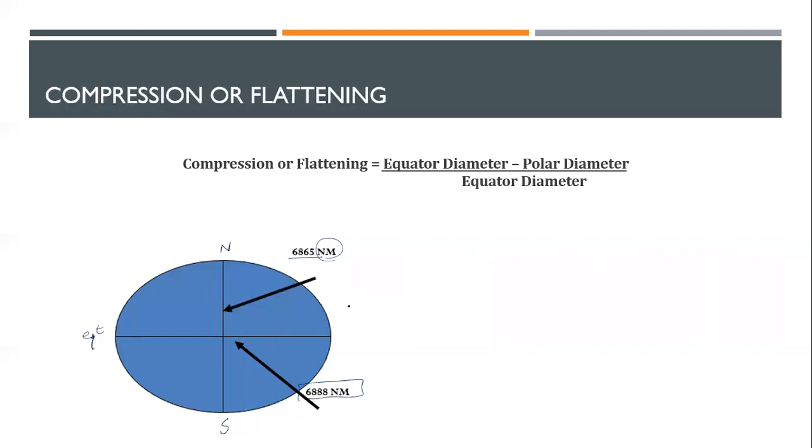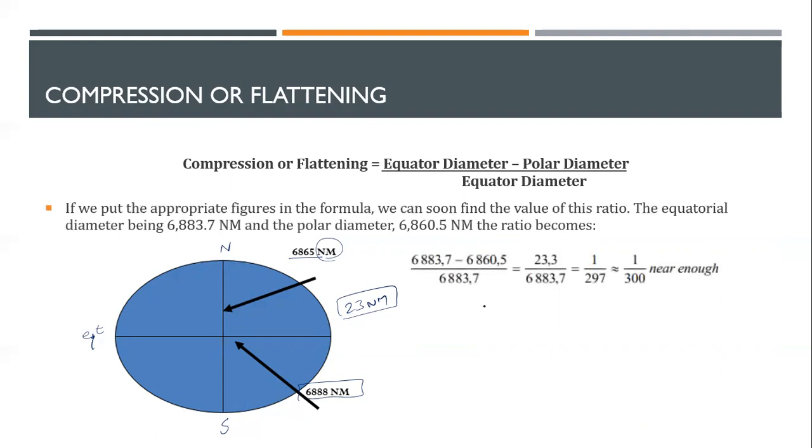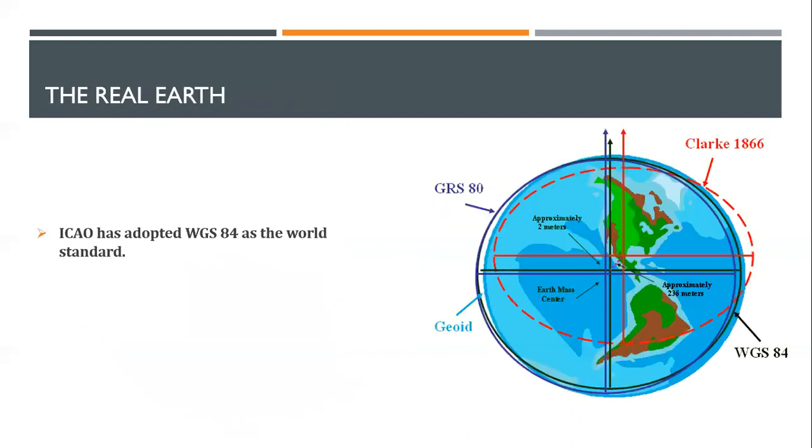There is a small difference of 23 nautical miles. That is why we have something known as compression or flattening. If you put these values, we have an answer of approximately 1 by 300, which is equal to 0.3%. Now you know how to calculate it, you also know the proper formula and the value. So if anything comes in the DGCA exam, you may be able to solve it.